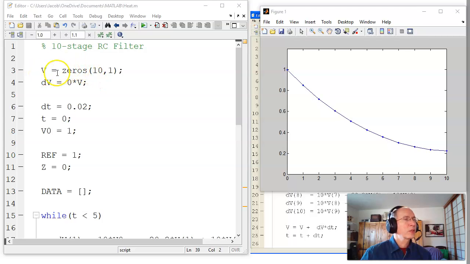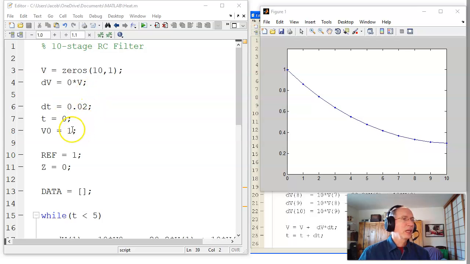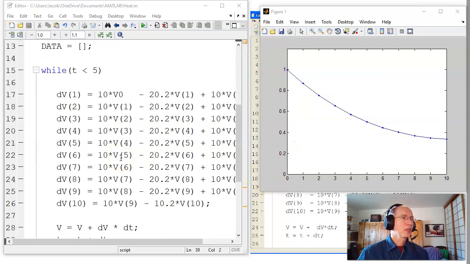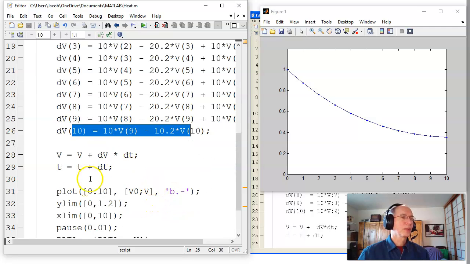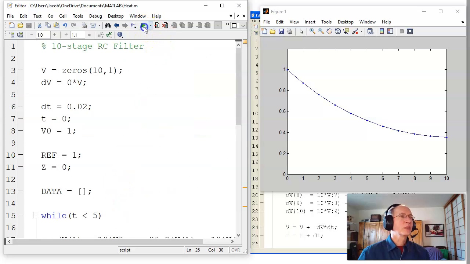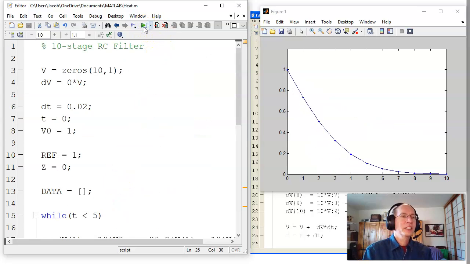So here's the program heat. What I do is I make the initial voltages 0, my step size, time equals 0, and I'm going to find the step response. So the voltage on the left will be 1. I'm going to run for 5 seconds. Here's my differential equations. At any given node like V2, V2 dot is 10V1 minus 20.2 V2 plus 10 V3, and so on. The oddity is this last node. Since there's only one resistor attached, it's only 10.2. Integrate and plot. So when I plot the response, this is the step response of the system.